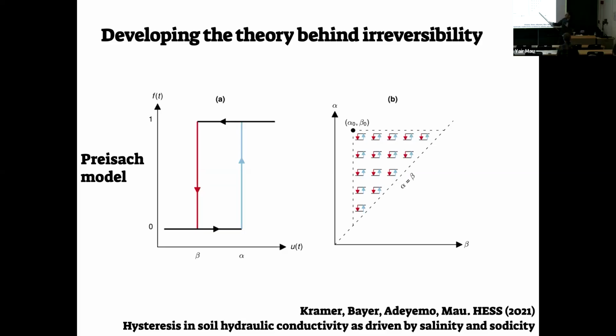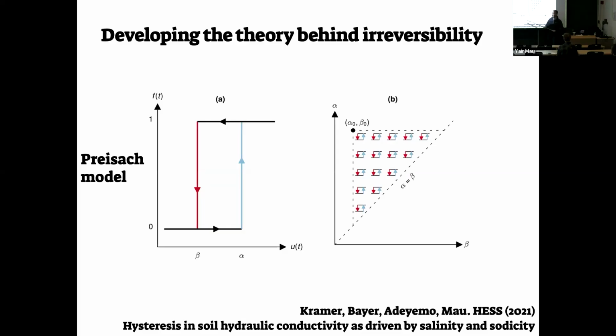We used a model for irreversible processes. This is the Preissach model. It was originally developed for physical processes such as magnetization. You can have a magnet and it can become magnetized or demagnetized depending on the temperature or the magnetic field. So that comes from physics, but exactly the same conceptual framework can be useful for us to describe here.